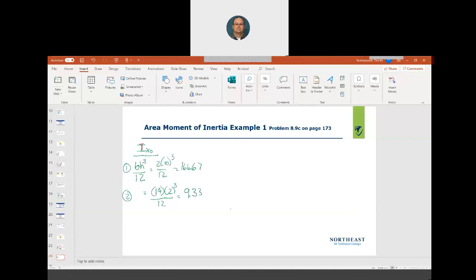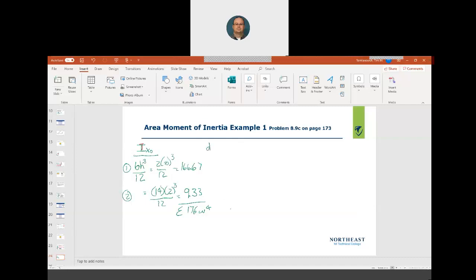Okay, so I want to add these up. 166.67 minus 9.33. Oops, I don't want to. I want to add them. 166.67 plus 9.33. That equals 176 inches to the fourth. Now, if I had a hole in there, I would actually find the moment of inertia pretending it's a solid object, but I would subtract it. All right.